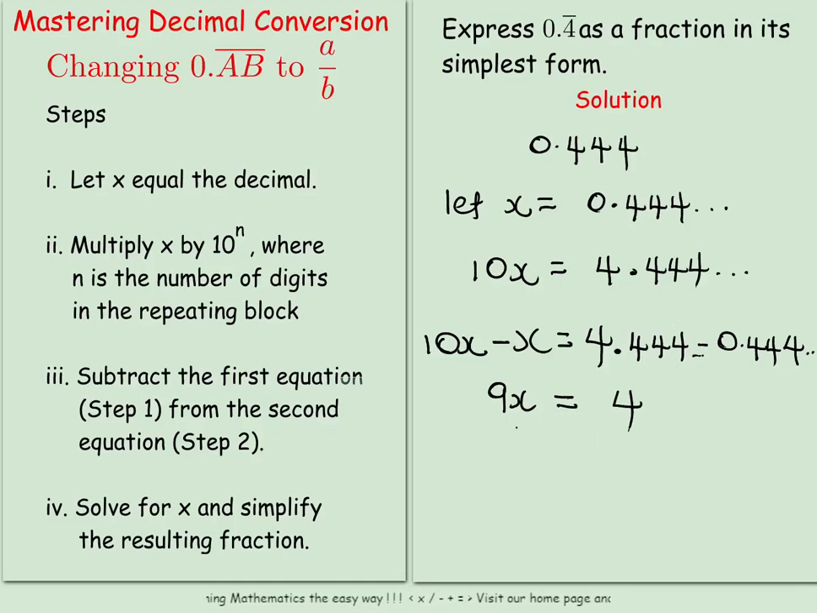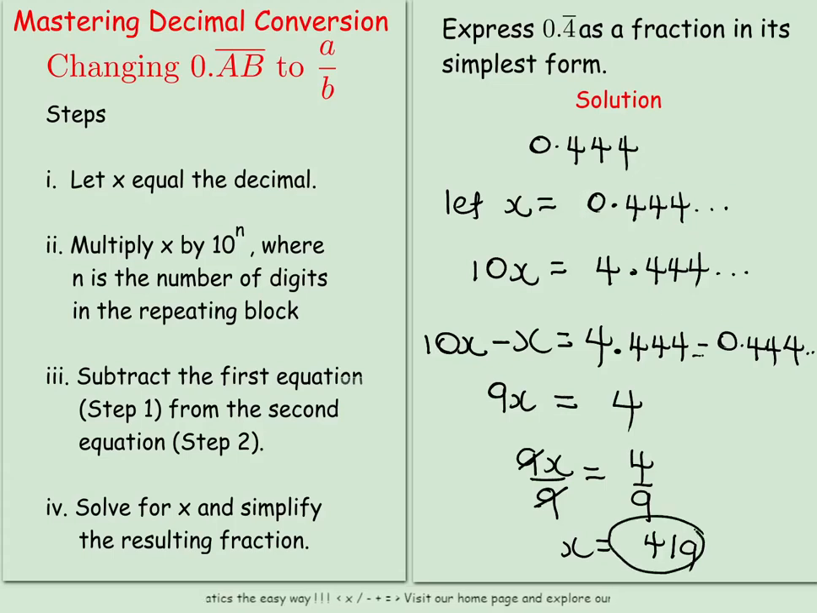The 4. So making x the subject, we would have to divide both sides by what? 9. So dividing both sides by 9, my 9 cancels out the 9. Then I have my x being equal to 4 over 9. And we said our x was what? 0.444. Now we are saying x is 4/9.